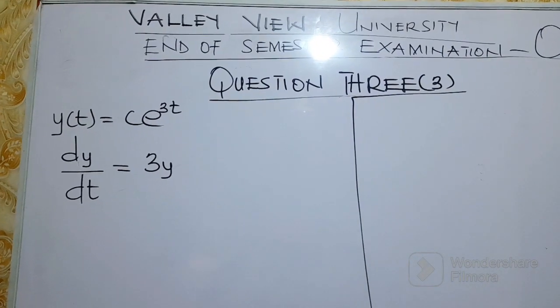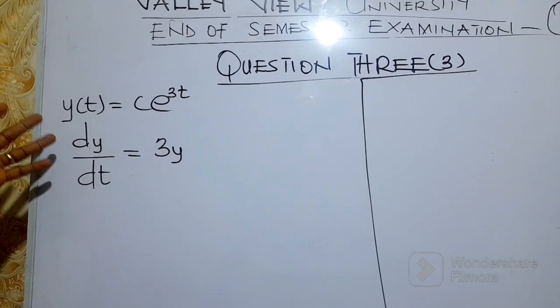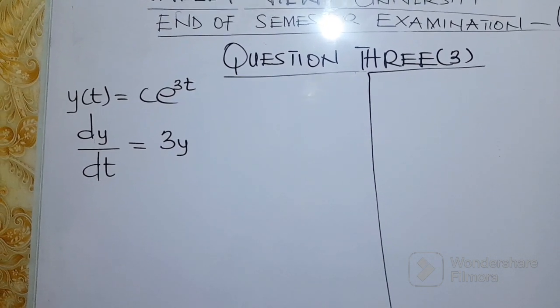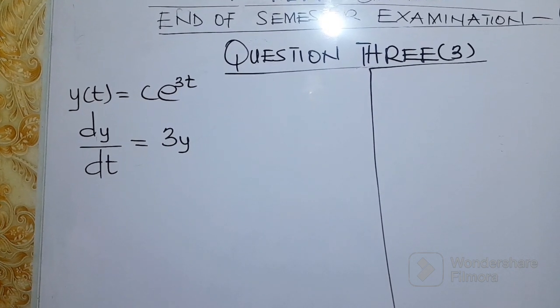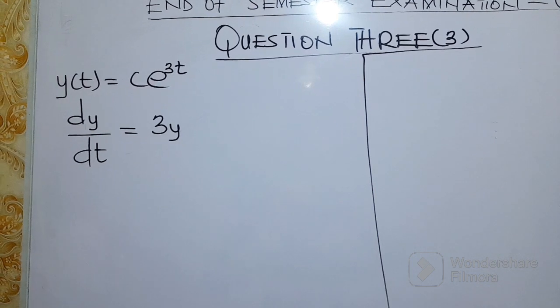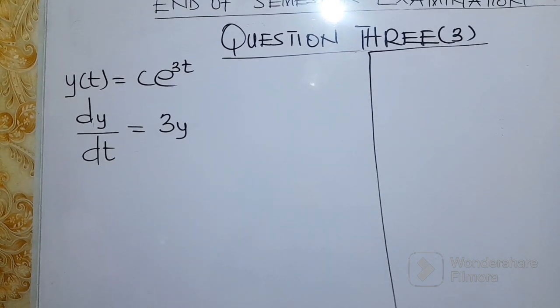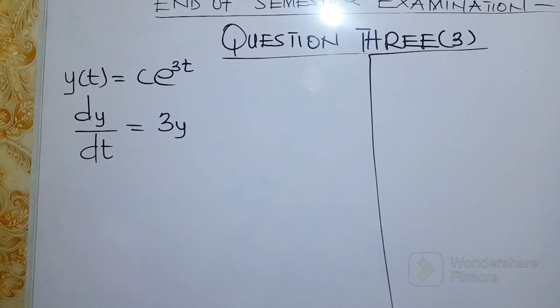So question 3: anytime you are asked to find whether a particular function is a solution to a differential equation, you always differentiate the function to the order of the differential equation. After that, substitute into the differential equation. If the left-hand side is the same as the right-hand side, then we say the function is a solution to the differential equation. If it is not, then we say it is not a solution.